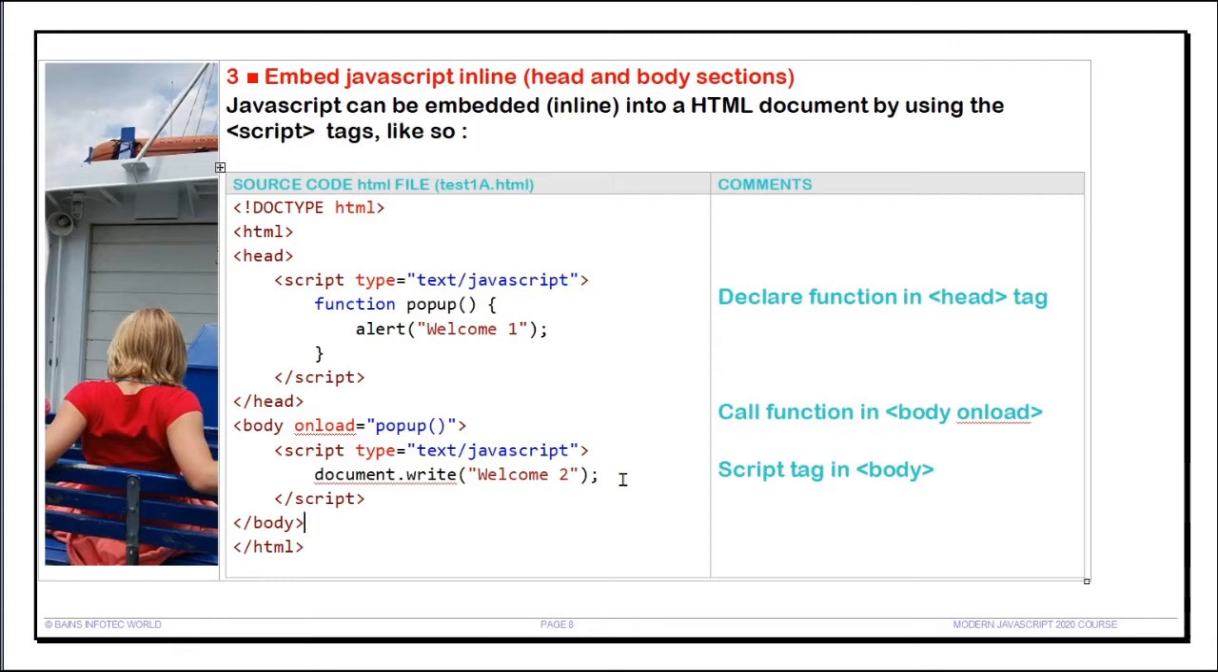text information. So we've declared the function, so there are two sections of JavaScript we have in this document. We declare the function in the header, and we call the function in the body onload section, and then we have a script tag in the body as well.